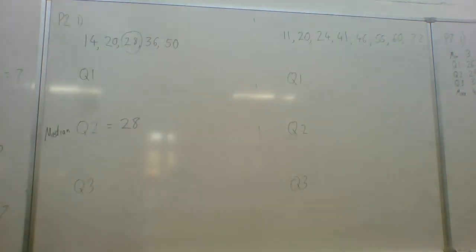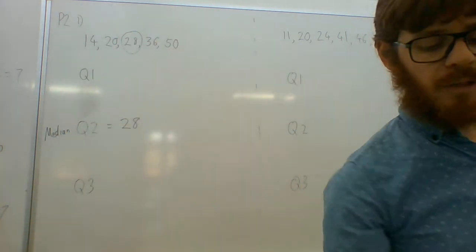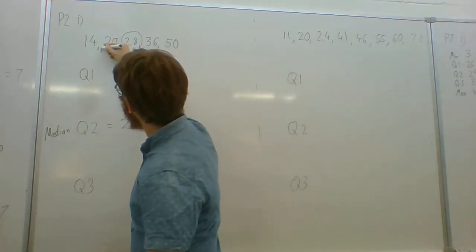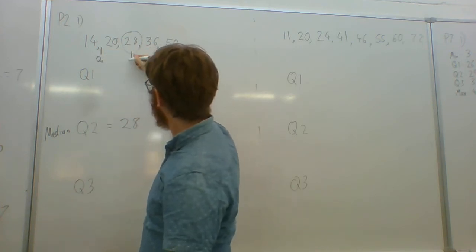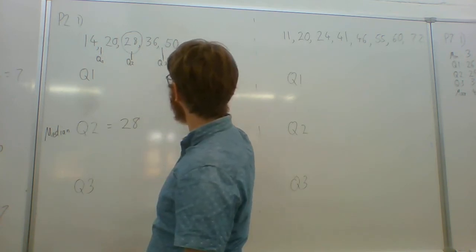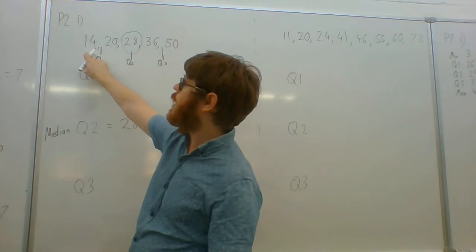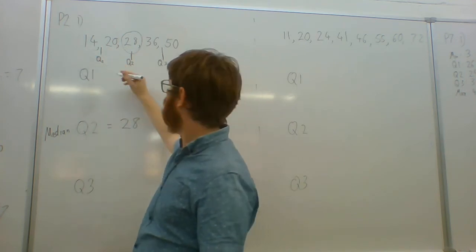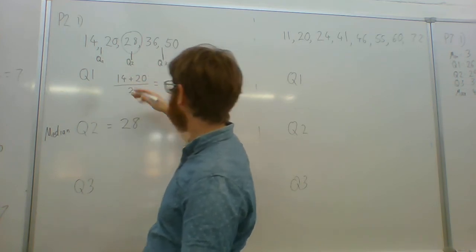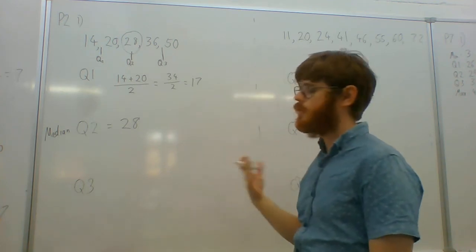What we have now is two new halves of the data. So what we've done is we've split our data down the middle. Okay? So now we have a Q1 here, Q2 here, which we have, and halfway between here, a Q3. Okay? So we need to find our Q1. So Q1 is halfway between 14 and 20. So we go 14 plus 20 divided by 2, which is 34 divided by 2, which equals 17. So Q1 is 17.